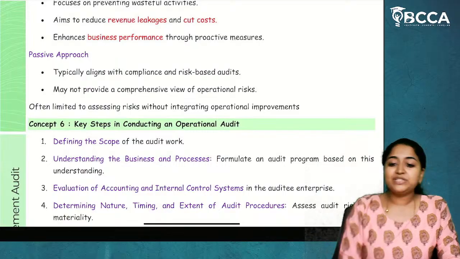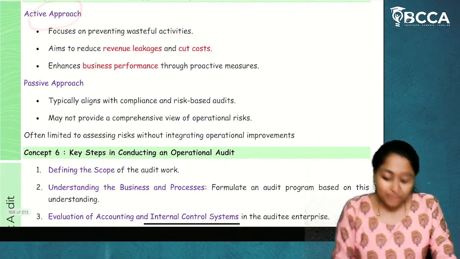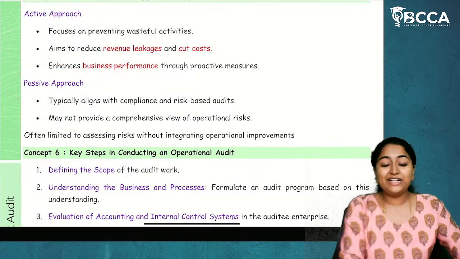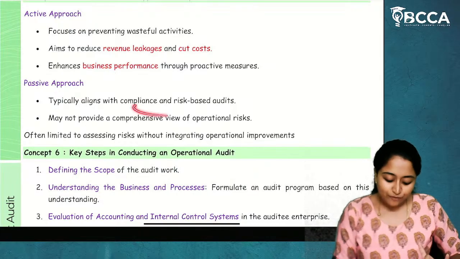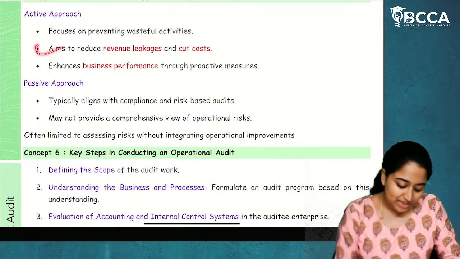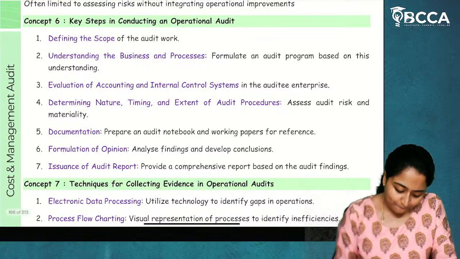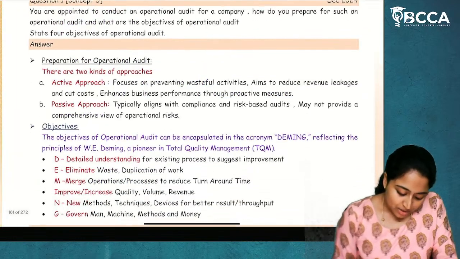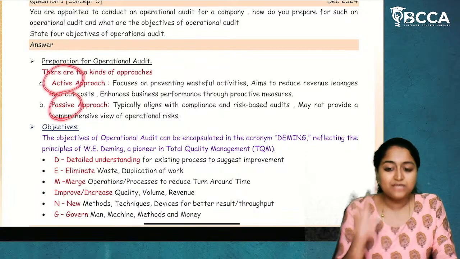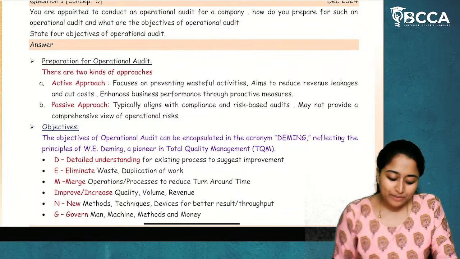The improvement of business performance and cutting down of cost will be done in the active approach. But in the passive approach, whatever the production is there, we are trying to reduce the risk from that. So we are following a risk-based audit. I hope it is clear. So these are the approaches of operational audit. For preparation for operational audit, you can follow two approaches: one is the active approach and next is the passive approach. You will write that. Next, what are the objectives of operational audit?